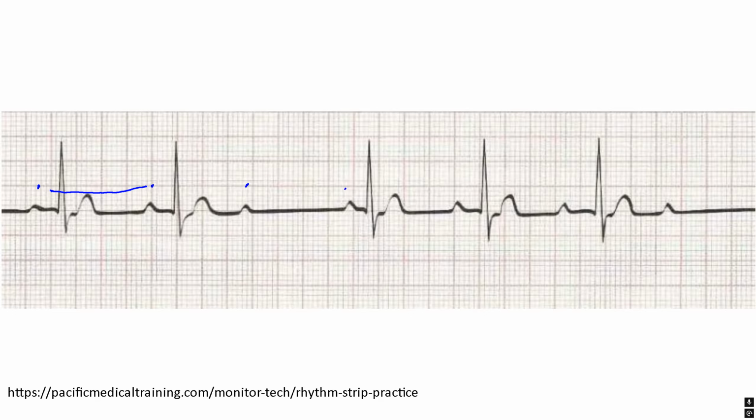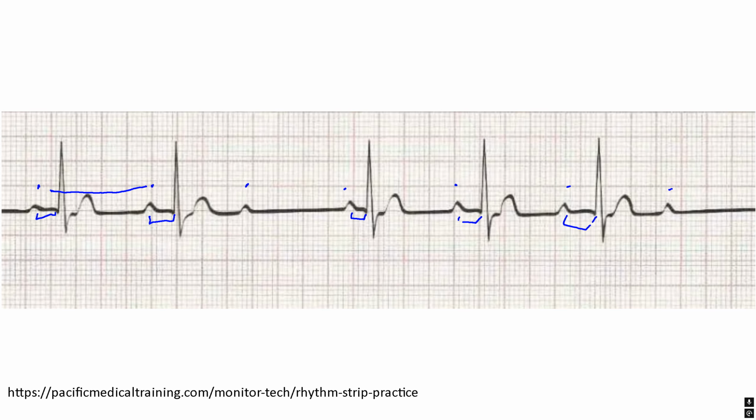Same interval, same interval, same interval. So the distance between each P wave does not change, okay? Now, let's look at the PR interval. Here's one PR interval. Here's another one. Here's one. Here's one. Here's one.